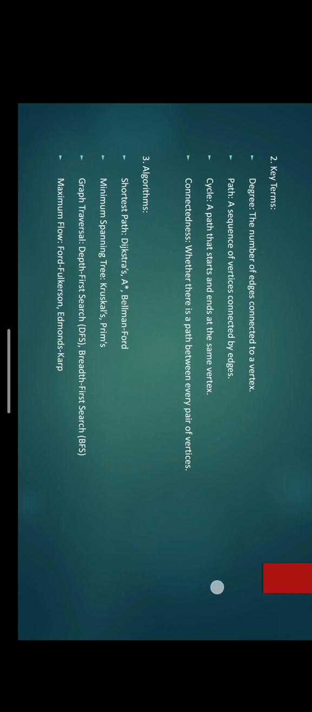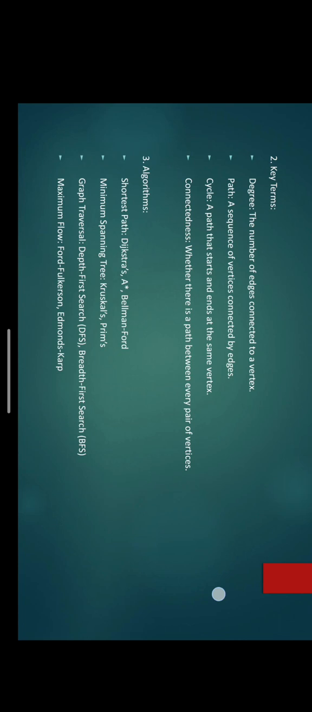Key terms. Degree. The number of edges connected to a vertex. Path. A sequence of vertices connected by edges. Cycle. A path that starts and ends at the same vertex. Connectedness. Whether there is a path between every pair of vertices.